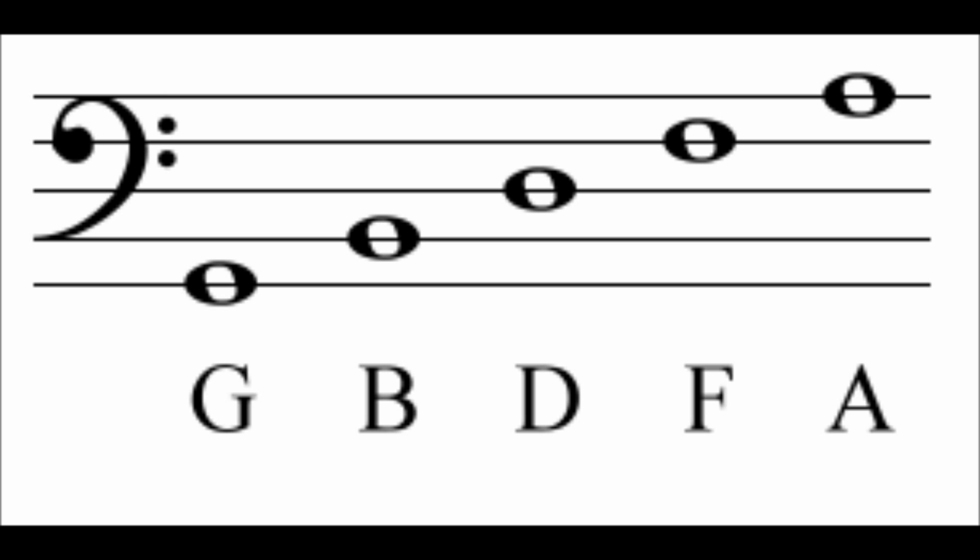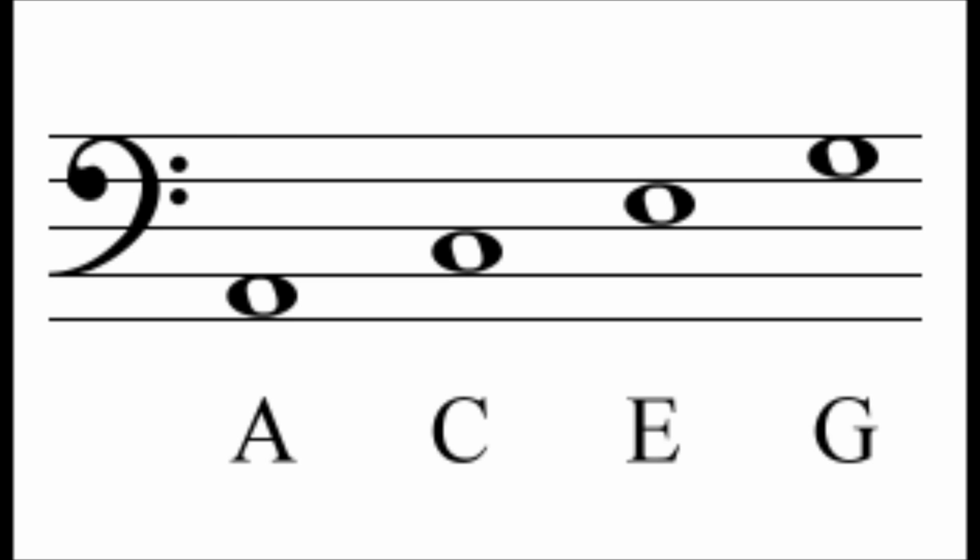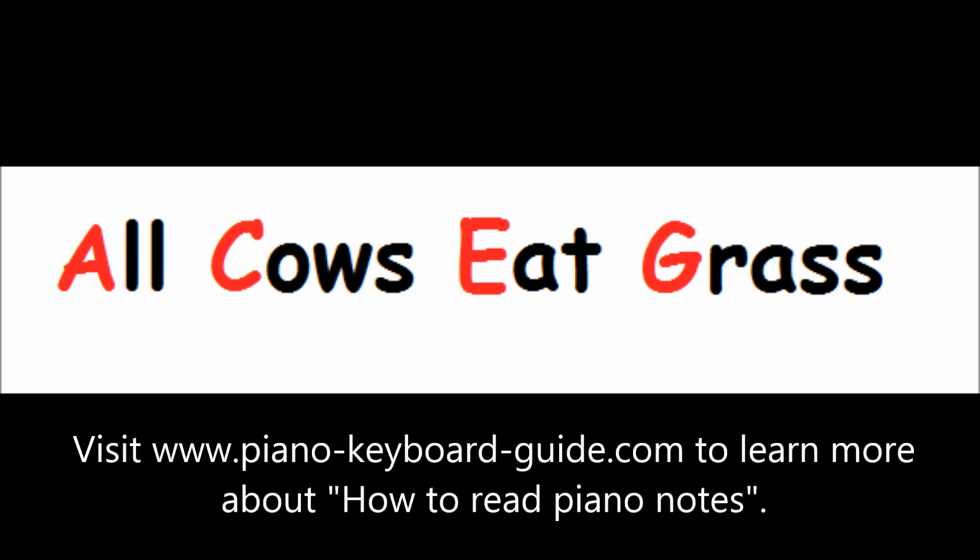It's funny. This takes us to the 4 spaces of the bass clef. The notes are A, C, E, G. What are the notes that correspond to the spaces in the bass clef? The answer is A, C, E, G. One easy way to remember this is with the sentence, all cows eat grass.